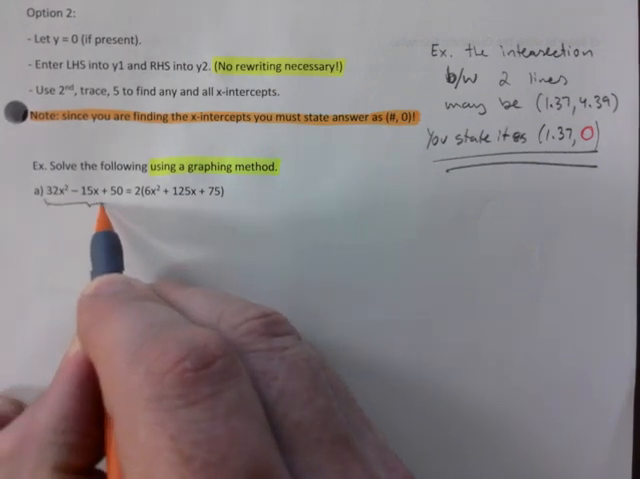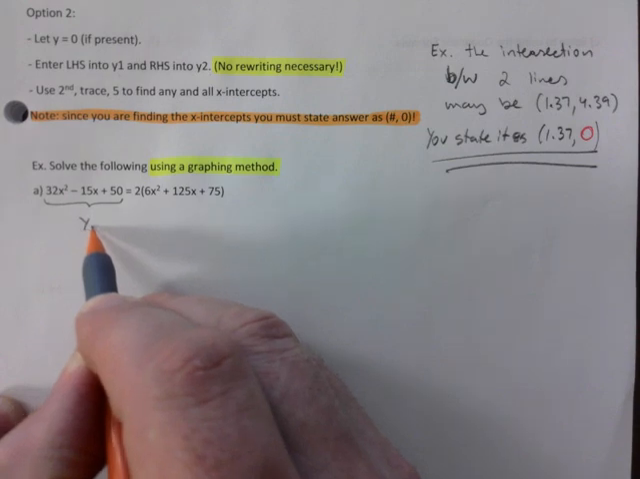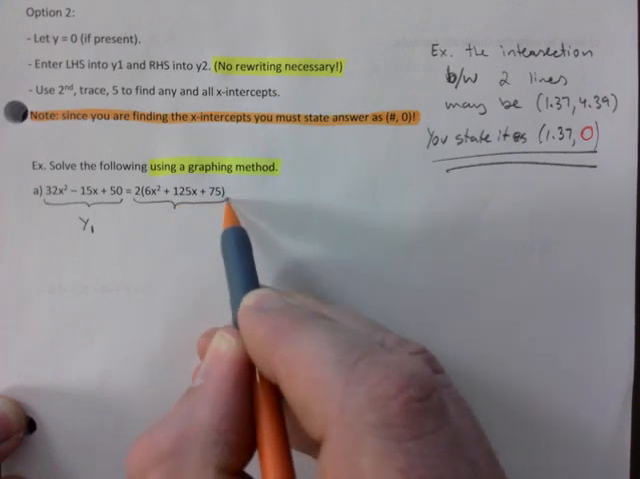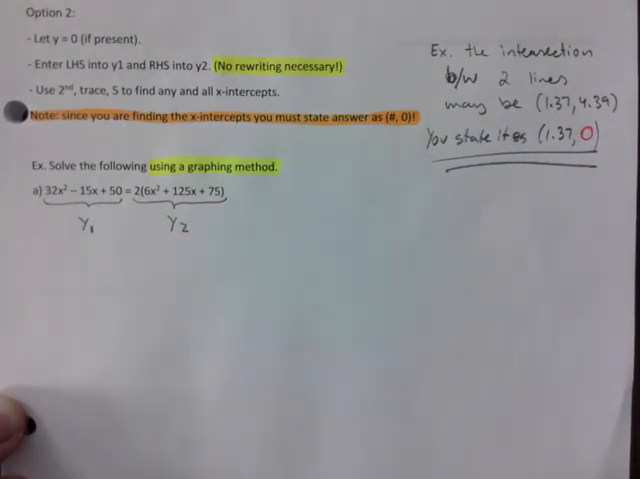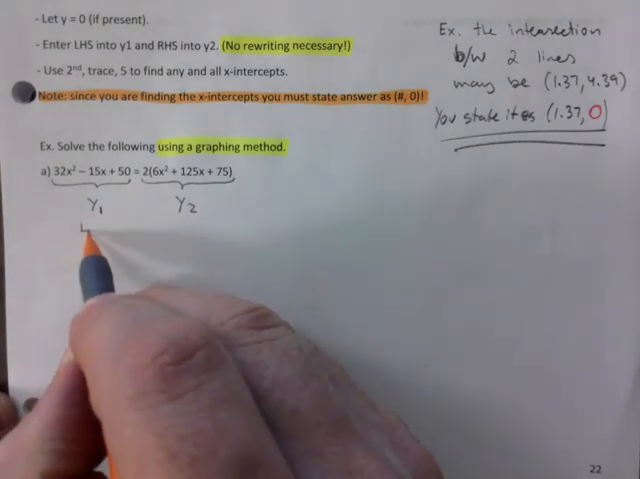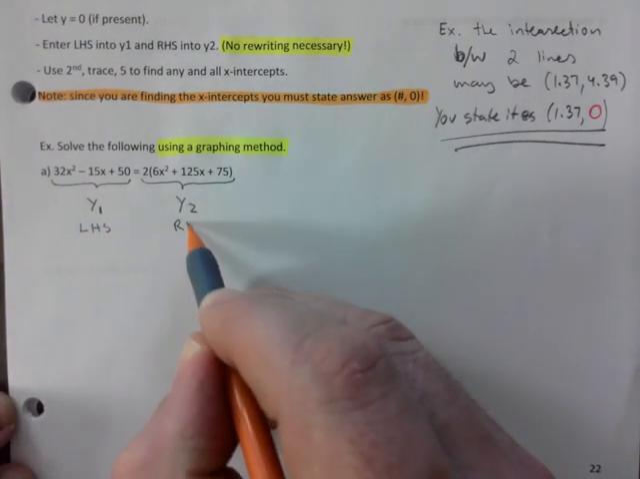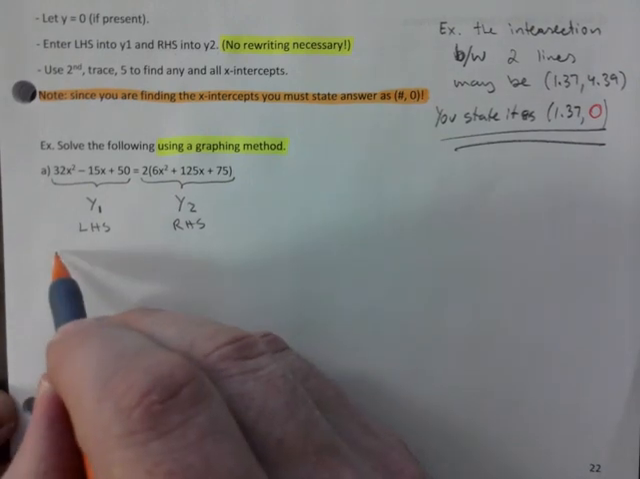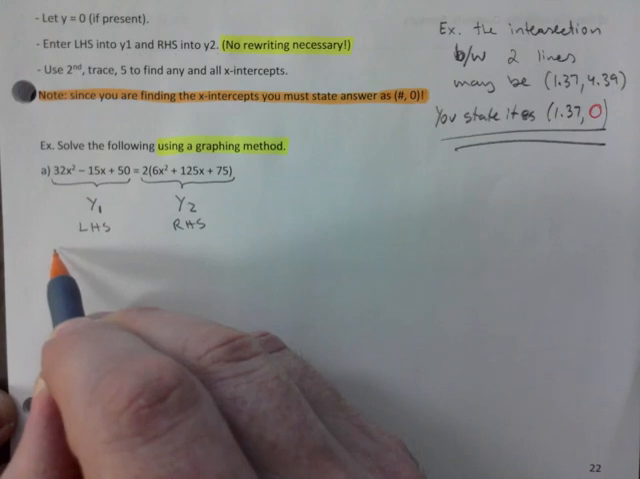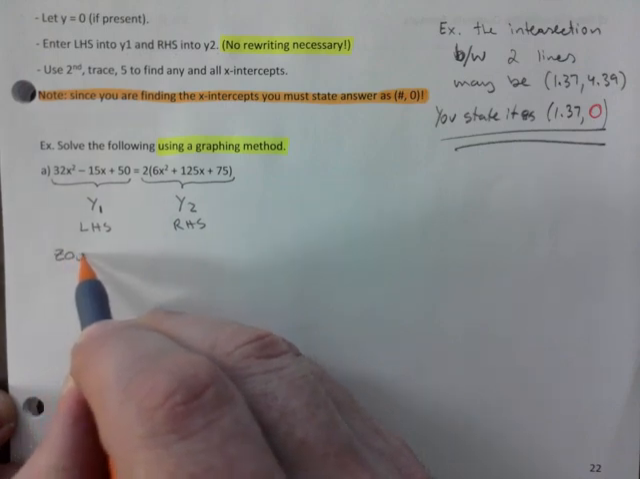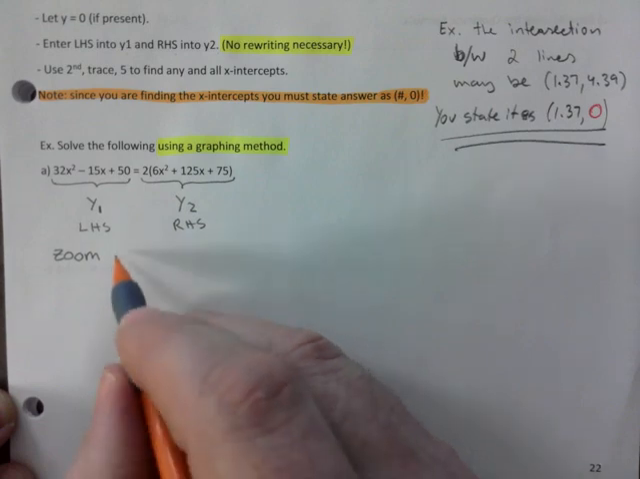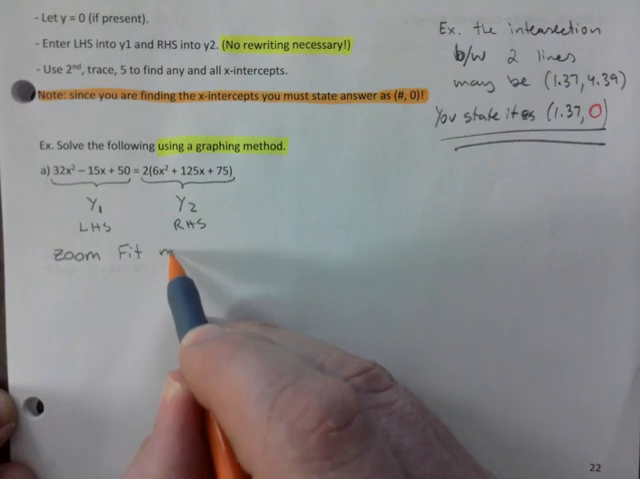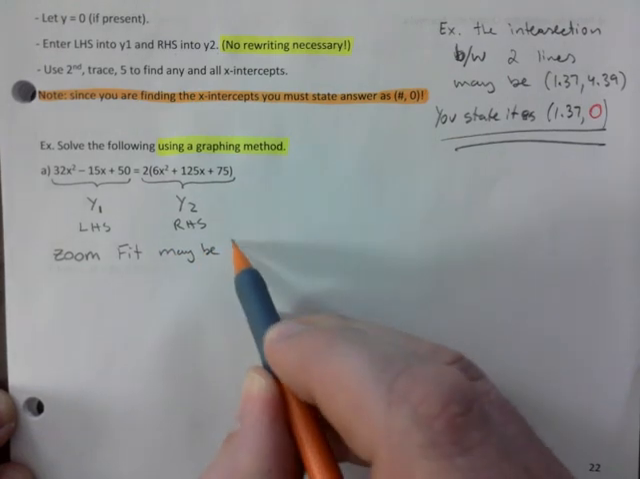Basically what I do is I leave everything as is, and I type this one into my y1, and I type the right hand side into y2. This is what I would call the left hand side. This is what I would call the right hand side. And I will actually write this down. You might have to use zoom fit. Zoom fit may be helpful.